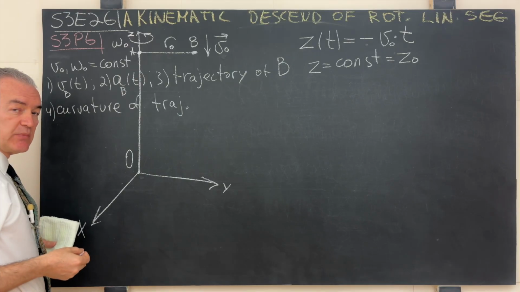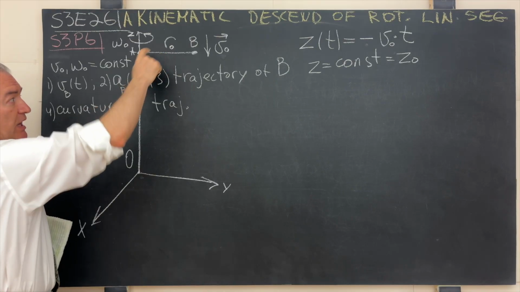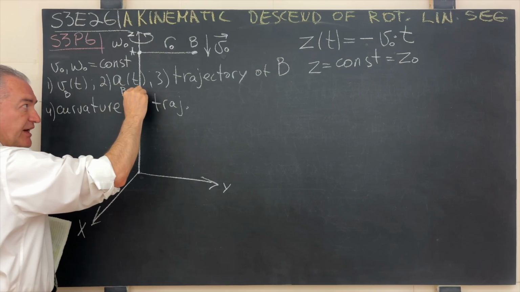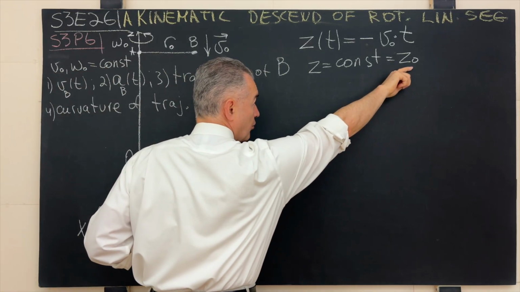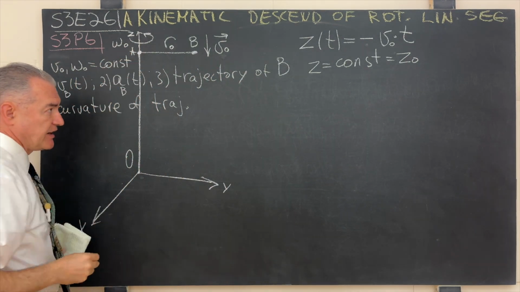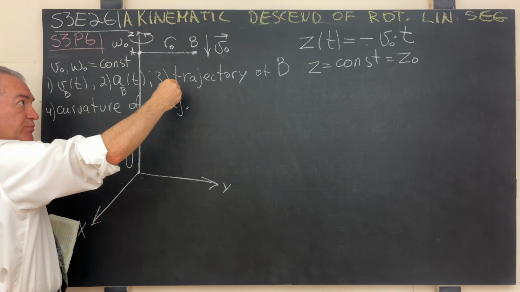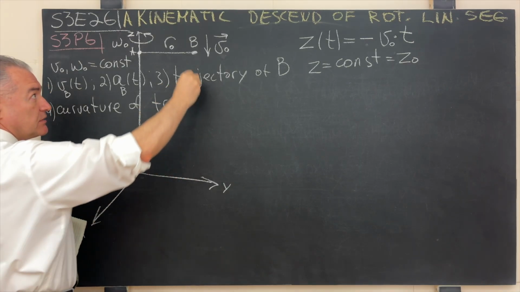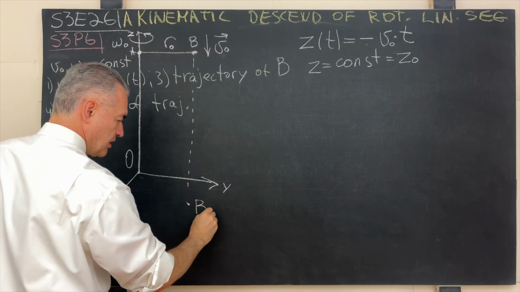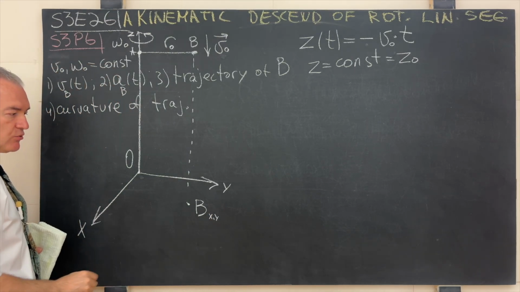It will be described by a position on a circle of radius r0, and the center of that circle will be located precisely somewhere on the z-axis. Where? Well, exactly at the point where the z equals const plane intersects the z-axis. And if at that moment of time we orthogonally project the point B onto, let's say, the xy plane, then what would that mean?